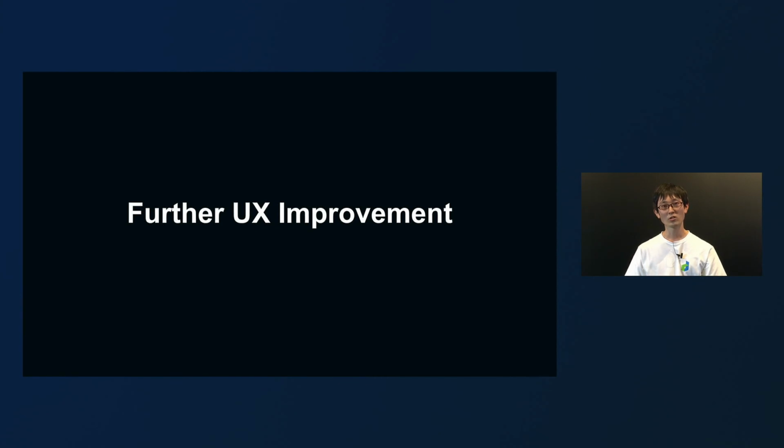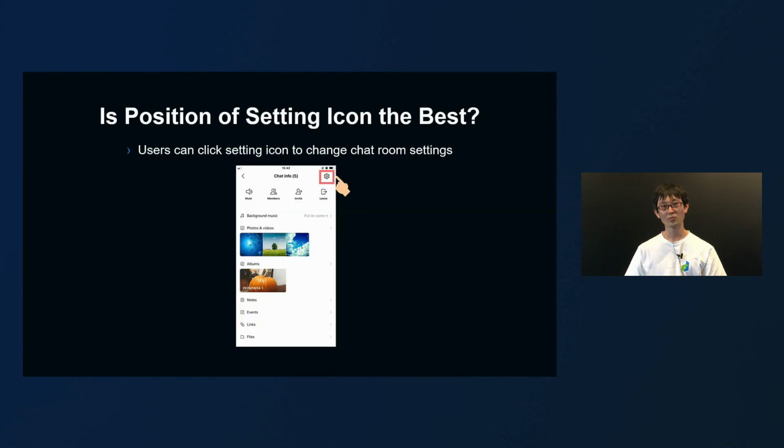On top of that, we did some further UX improvement. Here's one example. Based on the analysis so far, 4-icon UI was selected, and we focused on the position of the setting icon. This is to change the setting of chat rooms, but this position may be deteriorating user experience, we thought.